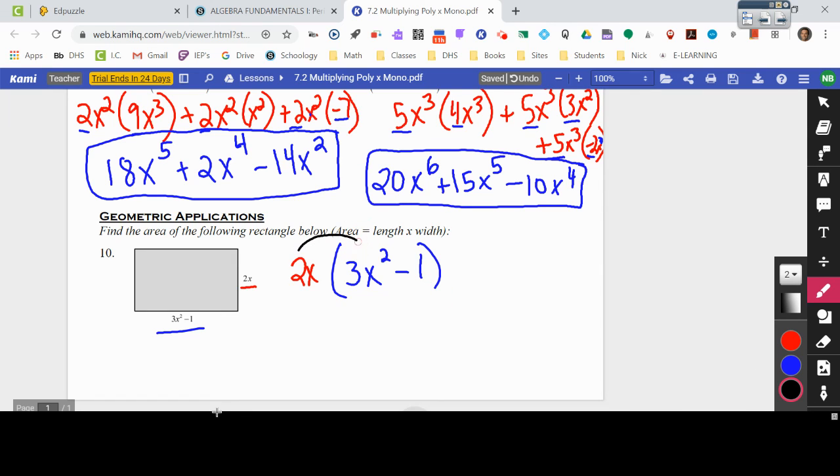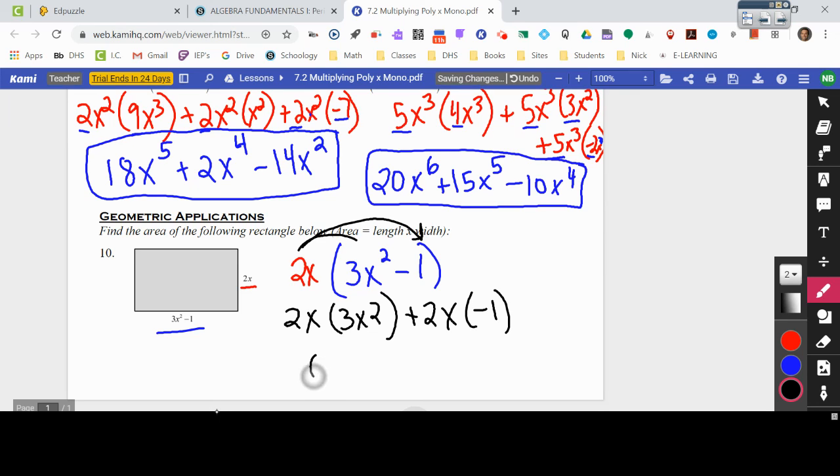Again, we're going to start off by distributing: 2x times 3x squared, and then 2x times a negative 1. Well, 2 times 3 gives me 6. X times x squared, well, this is really x to the first times x to the second, which is x to the third power. And then we have a positive 2 times a negative 1, which gives me a negative 2, and then an x is just an x, so I drop that down. And this is my simplified solution for the area of this rectangle.